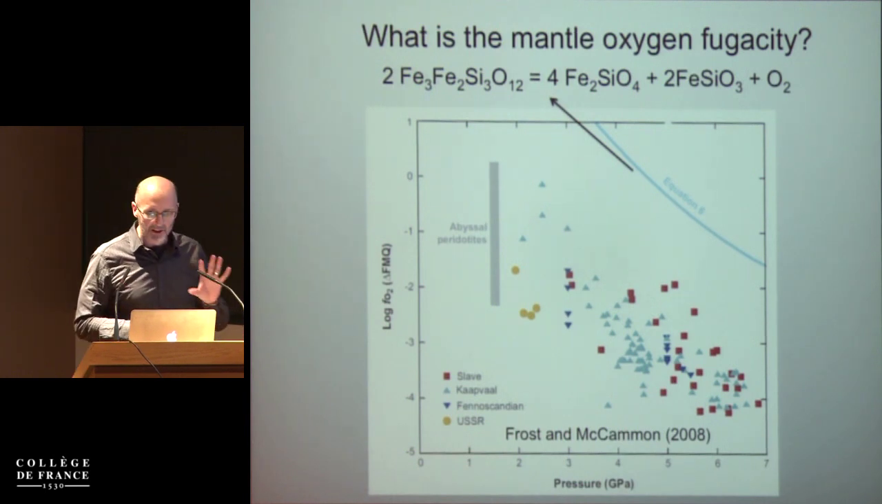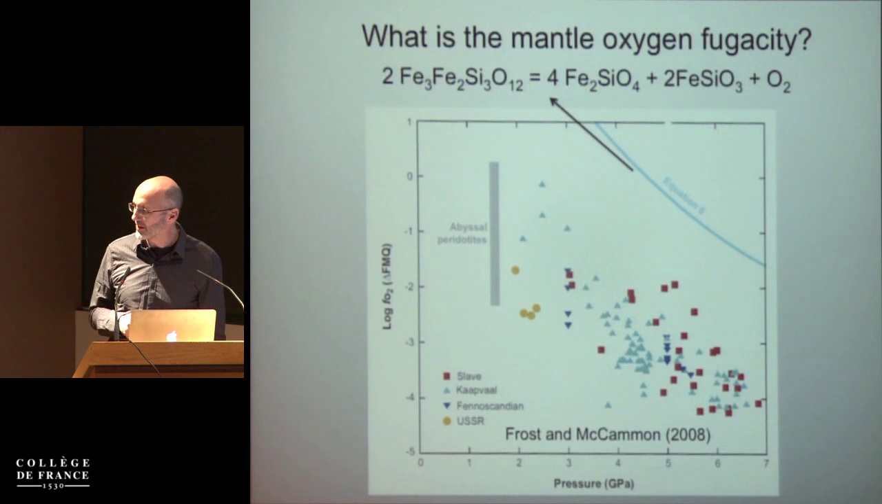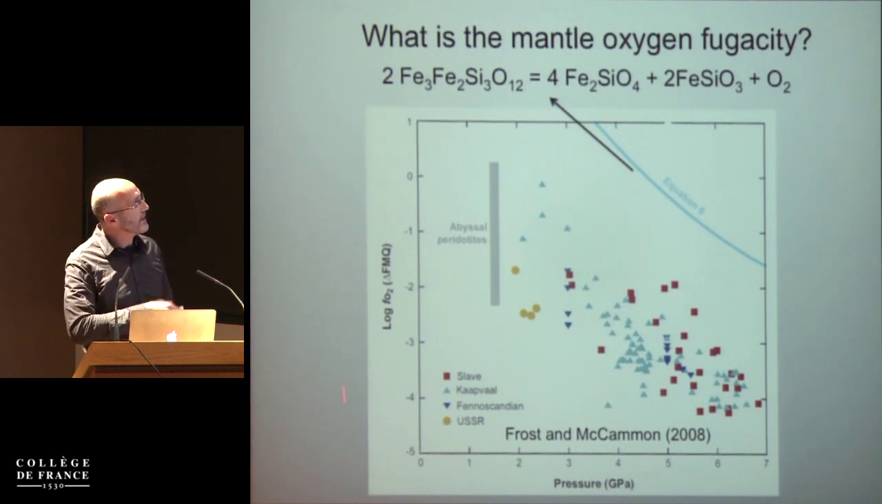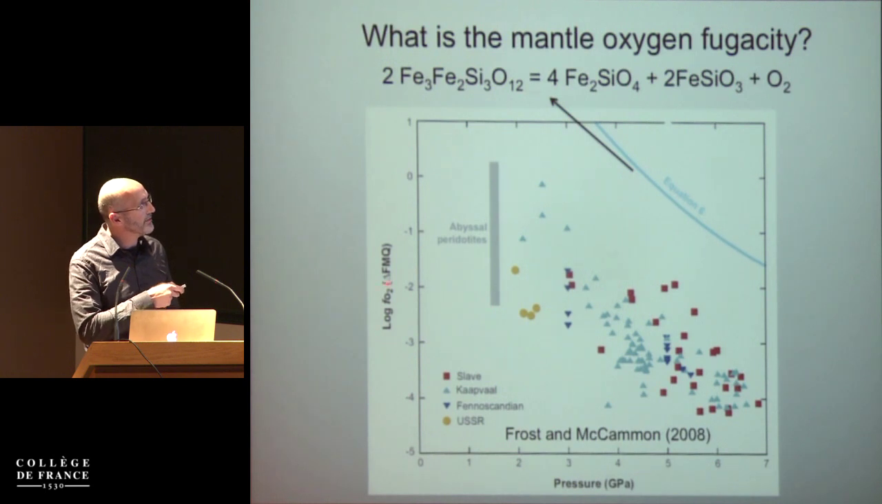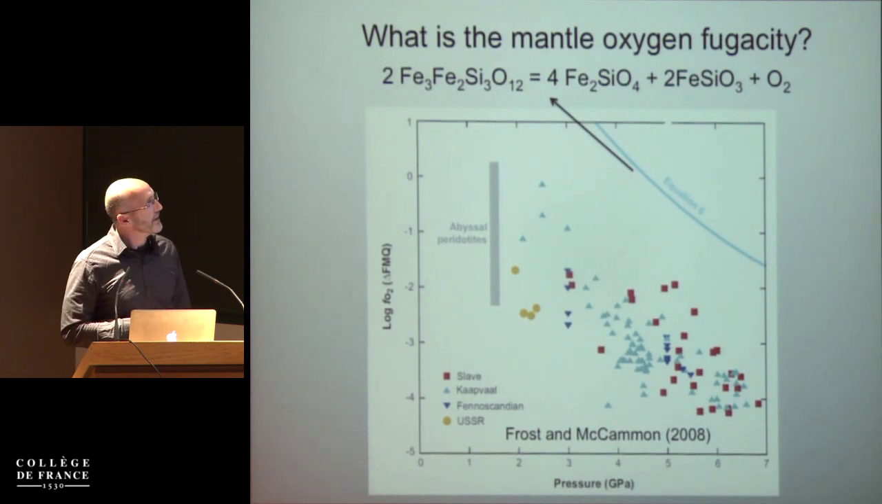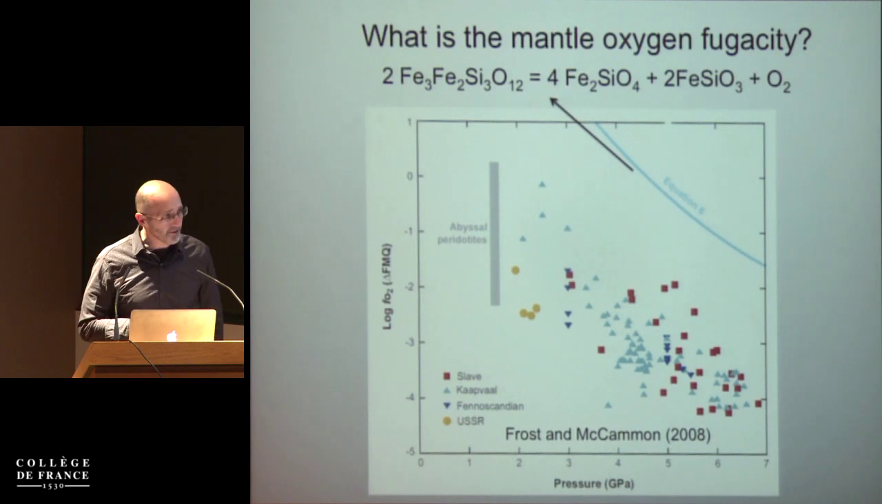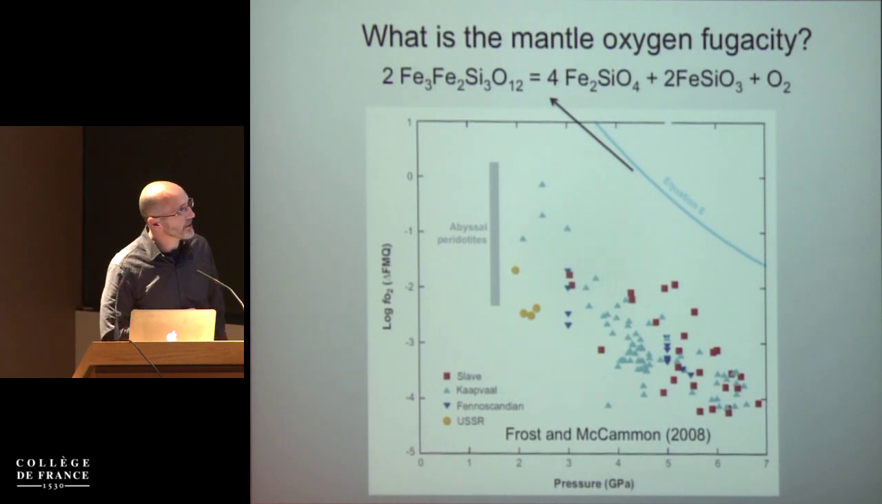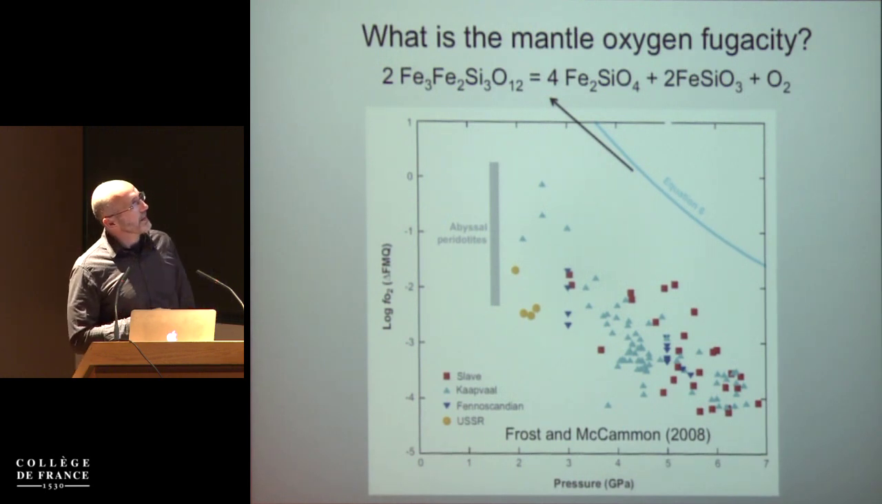And so I'm going to have just a very short tutorial about what we think we know about the oxygen fugacity of the mantle. Here on the y-axis, we have log of FO2 relative to the fayalite magnetite quartz buffer. And here we have pressure. And these are estimates of the FO2 from xenoliths, from the Slave, Kaapvaal, Fennoscandian, and Udachnaya cratons, I believe.